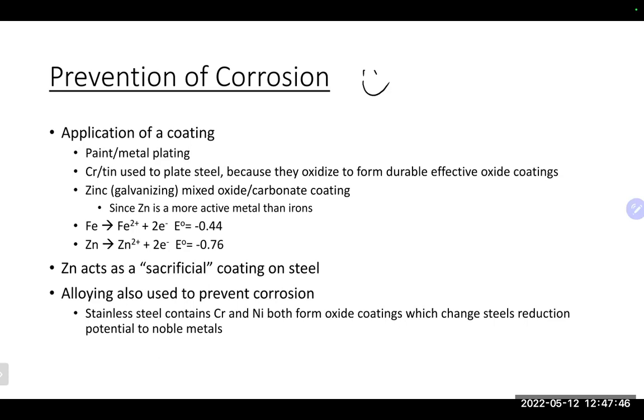which basically, since zinc is more active than iron, all the corrosion occurs on the zinc rather than the iron. So when you galvanize something, you can look at the SRP values between iron and zinc. And we see that the iron is more positive in this case, so it would be the cathode, while the zinc is more negative and it would be the anode, which means all the bad oxidation stuff would occur on the zinc. So it acts as a sacrificial coating. You could also do some alloying, where you add some other elements that change the SRP value of a particular metal.